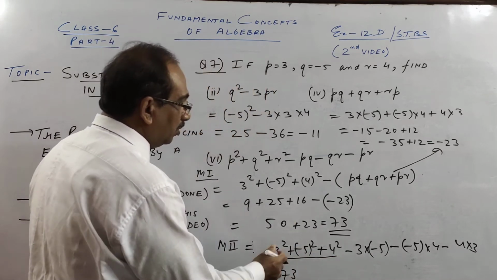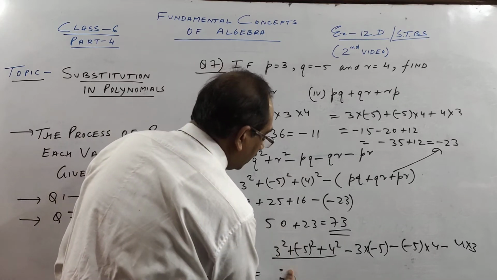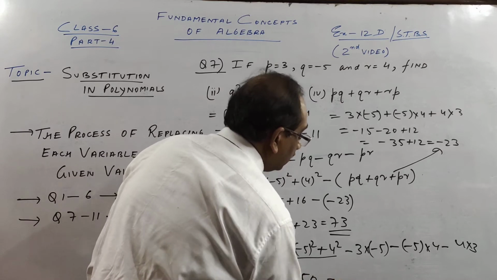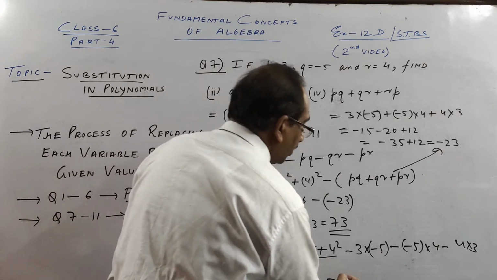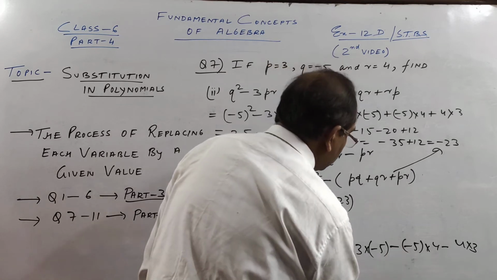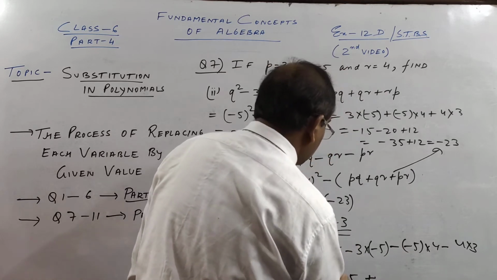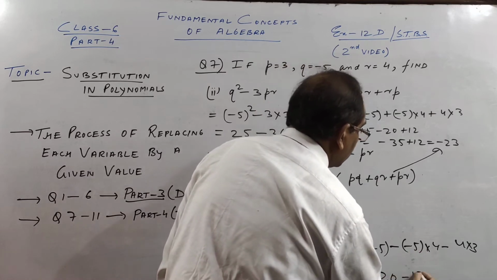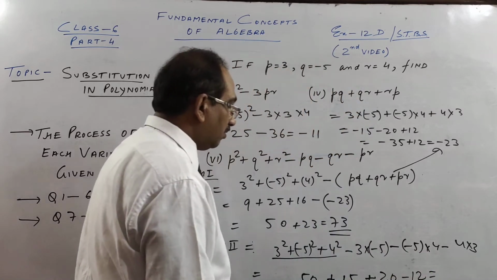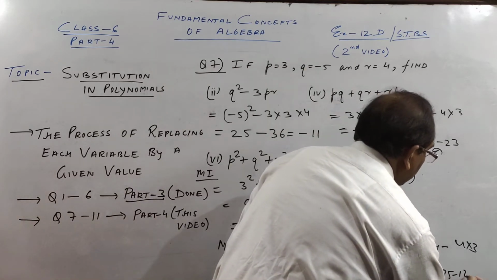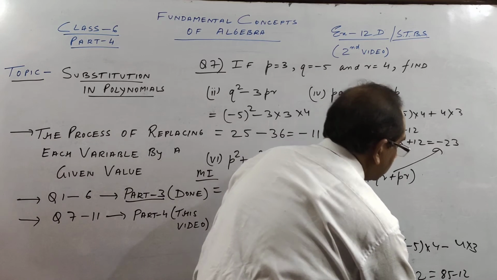If you want to see, this will be 50 as I showed you. This is my 50, minus, minus becomes plus 15. Here also you will get plus 20, and here you will get minus 12. So we get 85, and 85 minus 12 is 73.